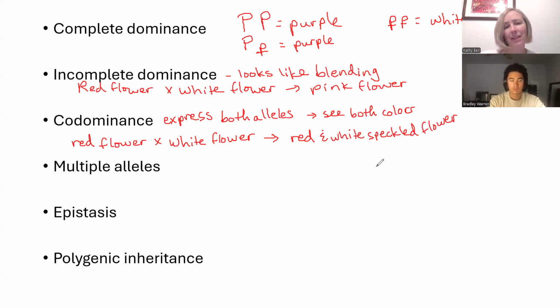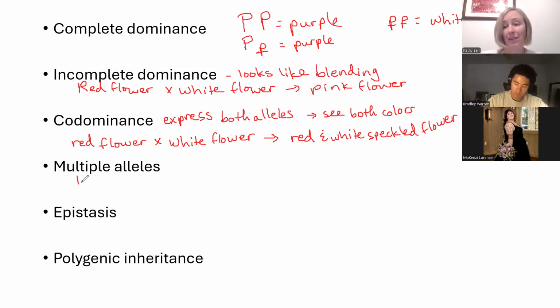Okay, and then multiple alleles just says that in the population you have more than two alleles for that trait. So a good example would be blood type.